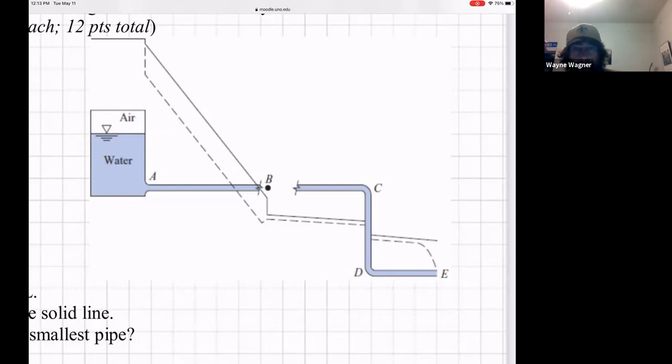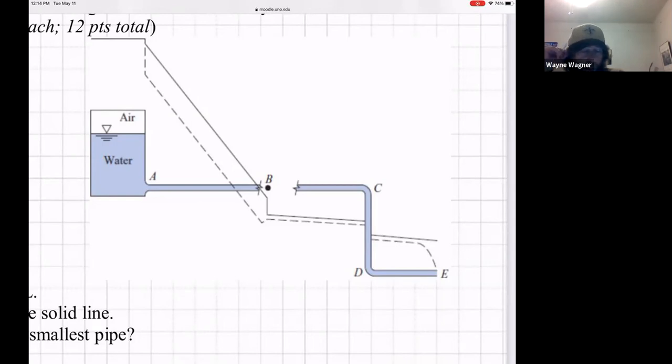And at that point, the pressure is 0, because Z is still the same and V squared on 2G is the same, but there's no space left for the pressure. And if I keep going to the right, the pressure keeps dropping, and so it actually goes negative.